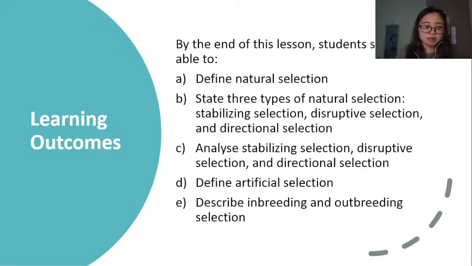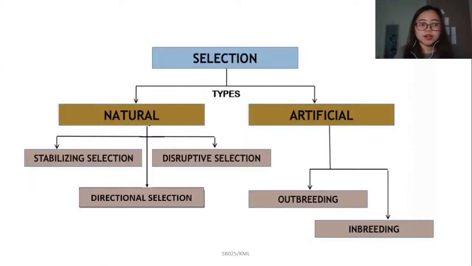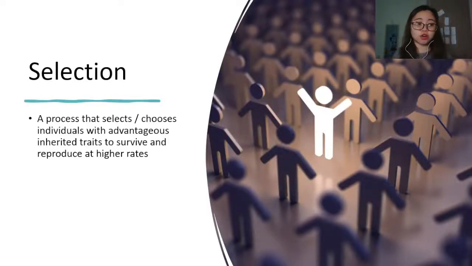These are the learning outcomes for this subtopic. I hope that by the end of the lesson, you would be able to define natural selection, state the three types of natural selection, analyze those three types of natural selection, define what is artificial selection, and also describe inbreeding and outbreeding selections. Now, here is a chart that is a very quick overview of the concept that we'll have in this subtopic. So under selection, we have natural and artificial, and we'll learn about the types of selection under each of these categories. But before we go and explore more, let's give a definition of selection.